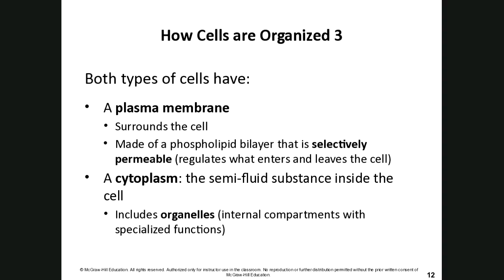On the inside of the cell, both prokaryotes and eukaryotes have a cytoplasm. That's just that semi-fluid goo that everything else floats in. For a eukaryotic cell, the organelles, or internal compartments within the cell, would be floating in the cytoplasm. Prokaryotic cells don't have any organelles, so their ribosomes would be floating in that, as well as their chromatin material, or their DNA.